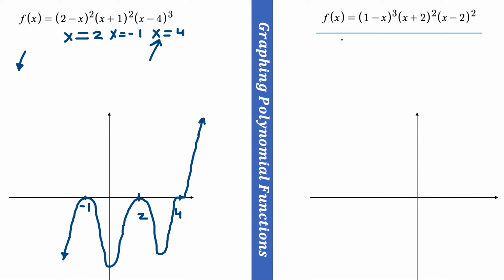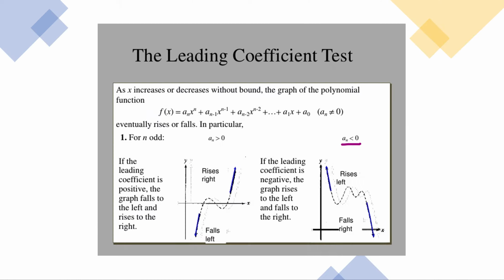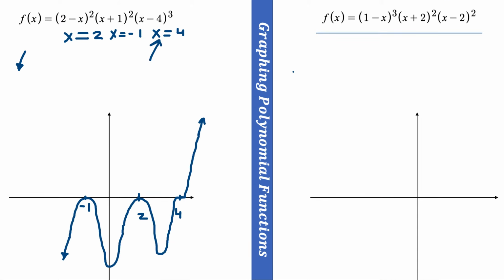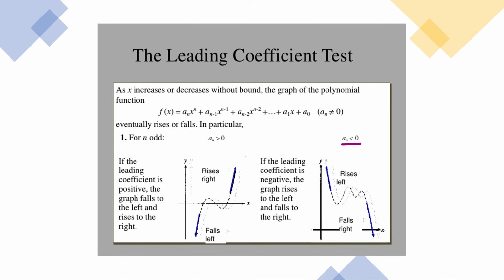And because the leading coefficient is smaller than 0, if we look at the leading coefficient test, with a polynomial function of odd degree and the leading coefficient smaller than 0, on the left side it rises, and on the right side it falls down. So the endpoints of the function are going to be: on the right side going down, and on the left side going up. This is the end behavior. So we can check one more time.